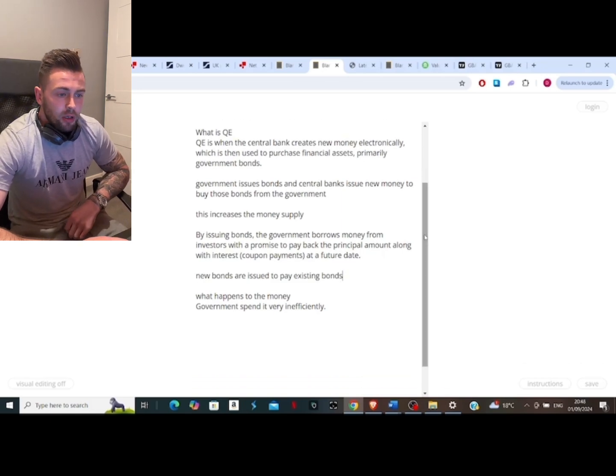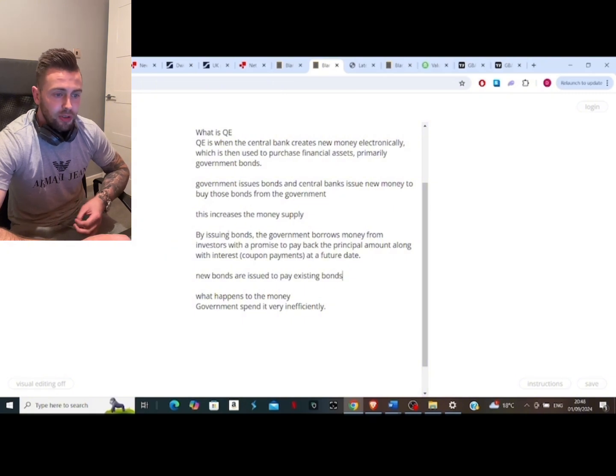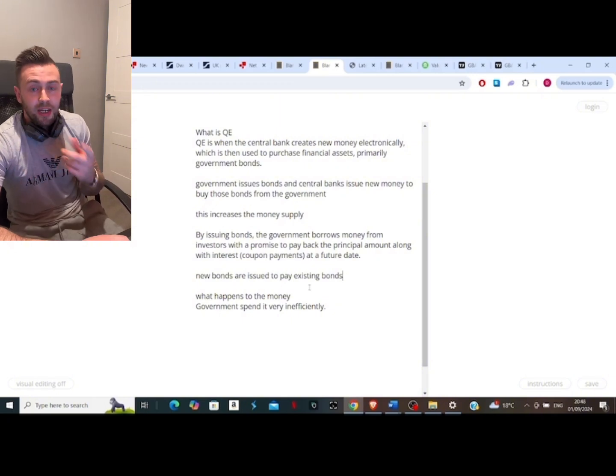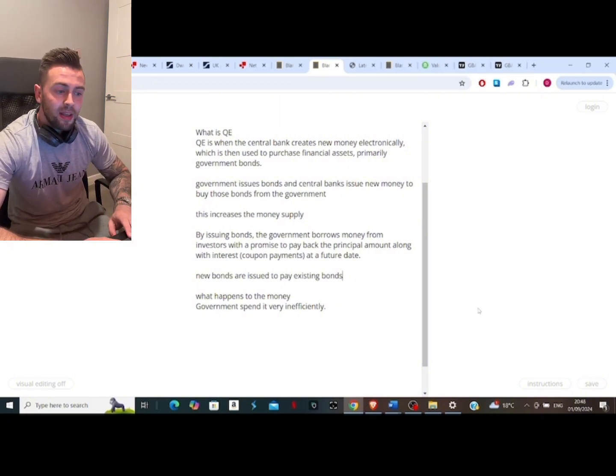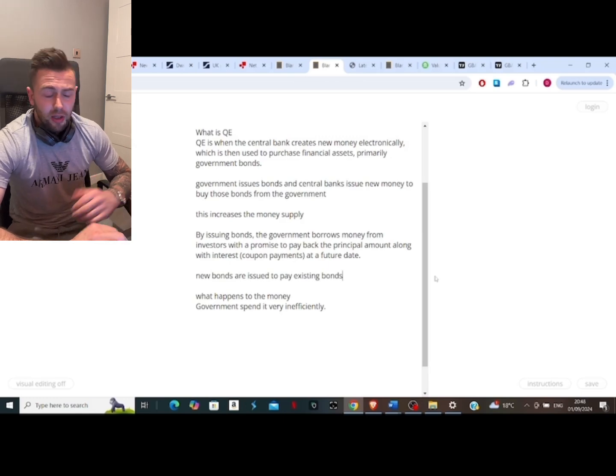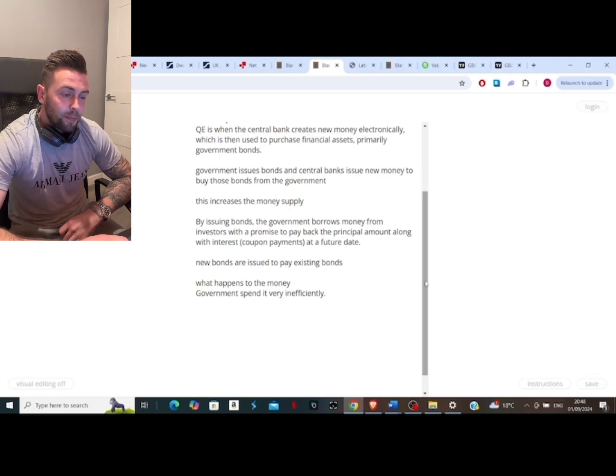By issuing bonds, the government borrows money from investors, usually central banks, with a promise to pay back the principal amount along with interest. Now, when it comes to paying these bonds back, they are paid back by creating new bonds, which again increases the money supply. So it's kind of a loop where the money supply is just constantly increasing. And I'll show that in a chart in a minute.